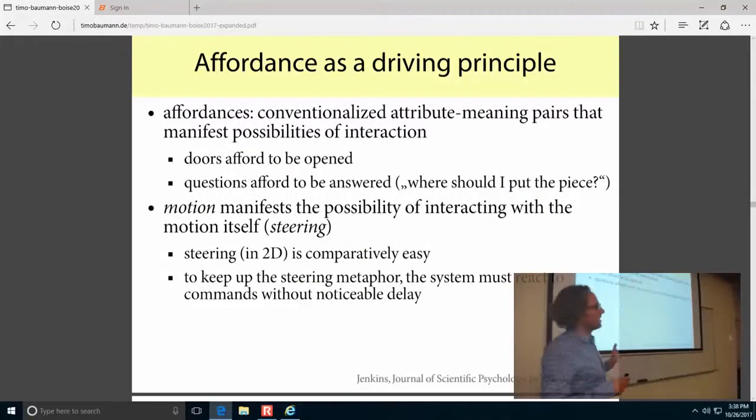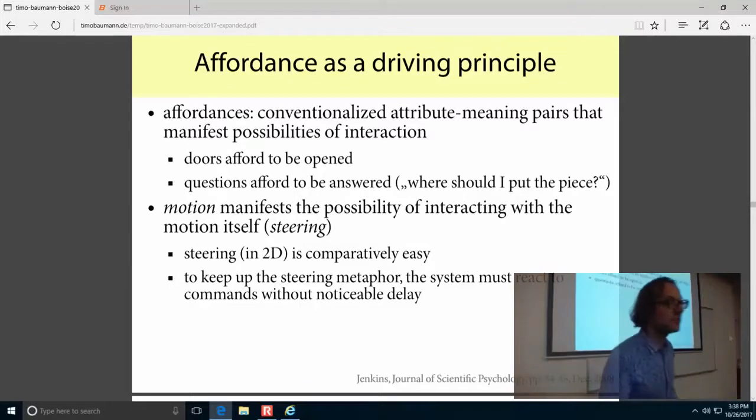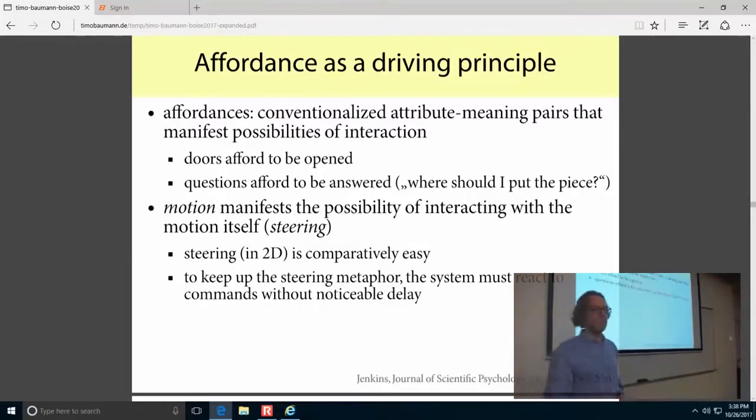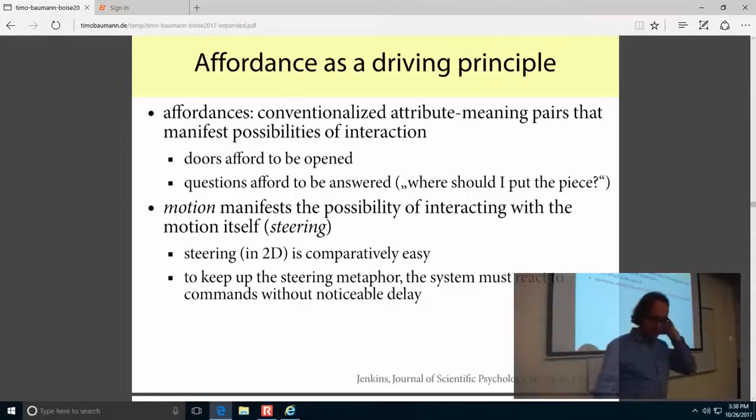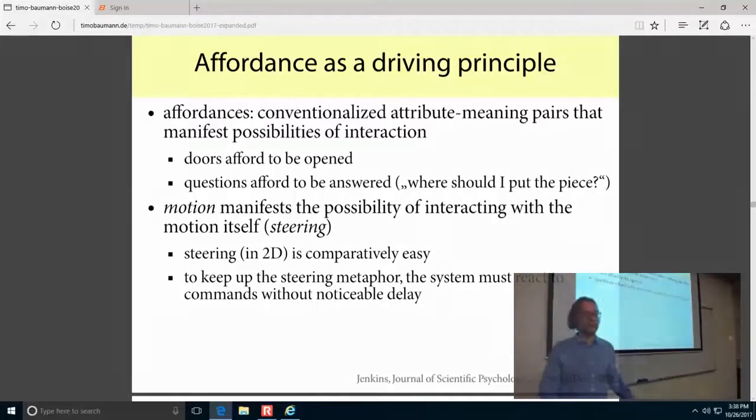So affordances are conventionalized attribute meaning pairs that manifest possibilities of interaction. This means things allow you to do things. So for example, a door can be opened. So if I see a door, I might feel the urge of opening it. Actually, we had that earlier. Casey had a few Pentomino pieces on his desk, and I desperately felt the urge of puzzling with them. But that's me. But likewise, like doors do this, questions afford to be answered. So when I say as a computer, where should I put the puzzle piece, then the human is going to think, okay, I have to answer this question, so I have to describe the location where to put the puzzle piece.